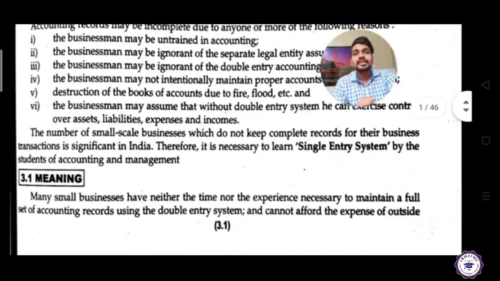income. So the number of small scale businesses which do not keep complete records for their business transactions is significant in India. Therefore, it is necessary to learn the single entry system for students of accounting and management.